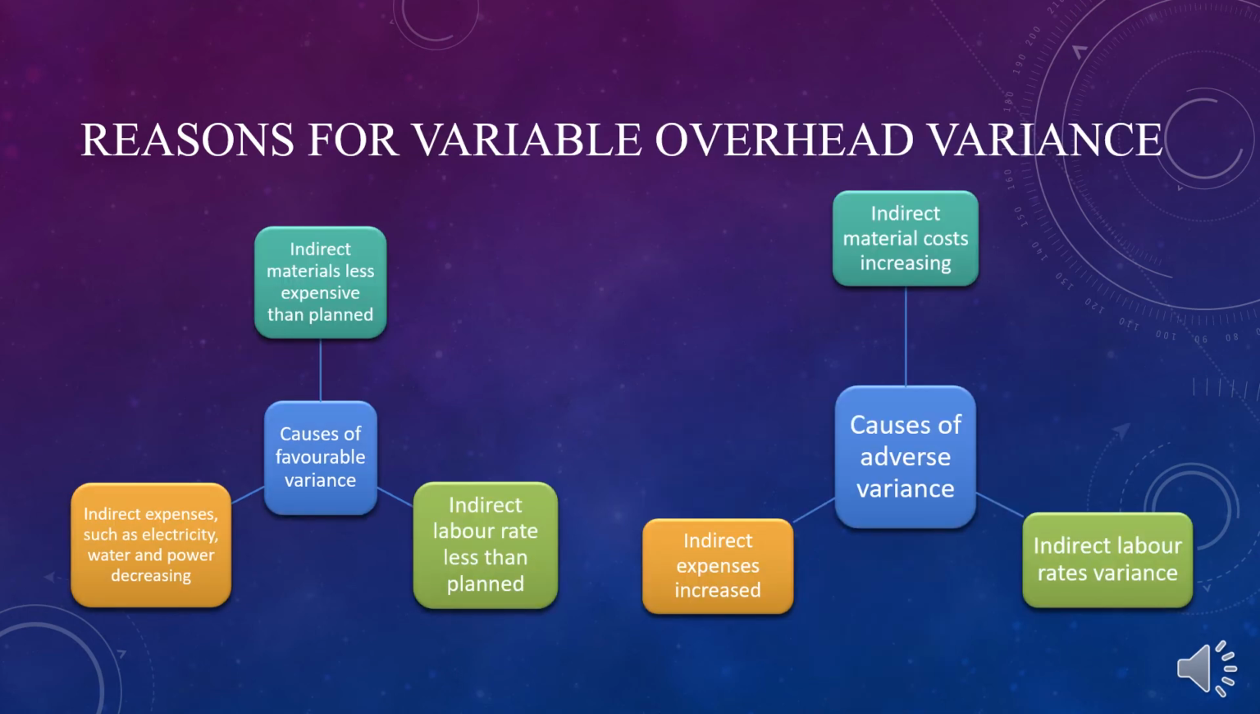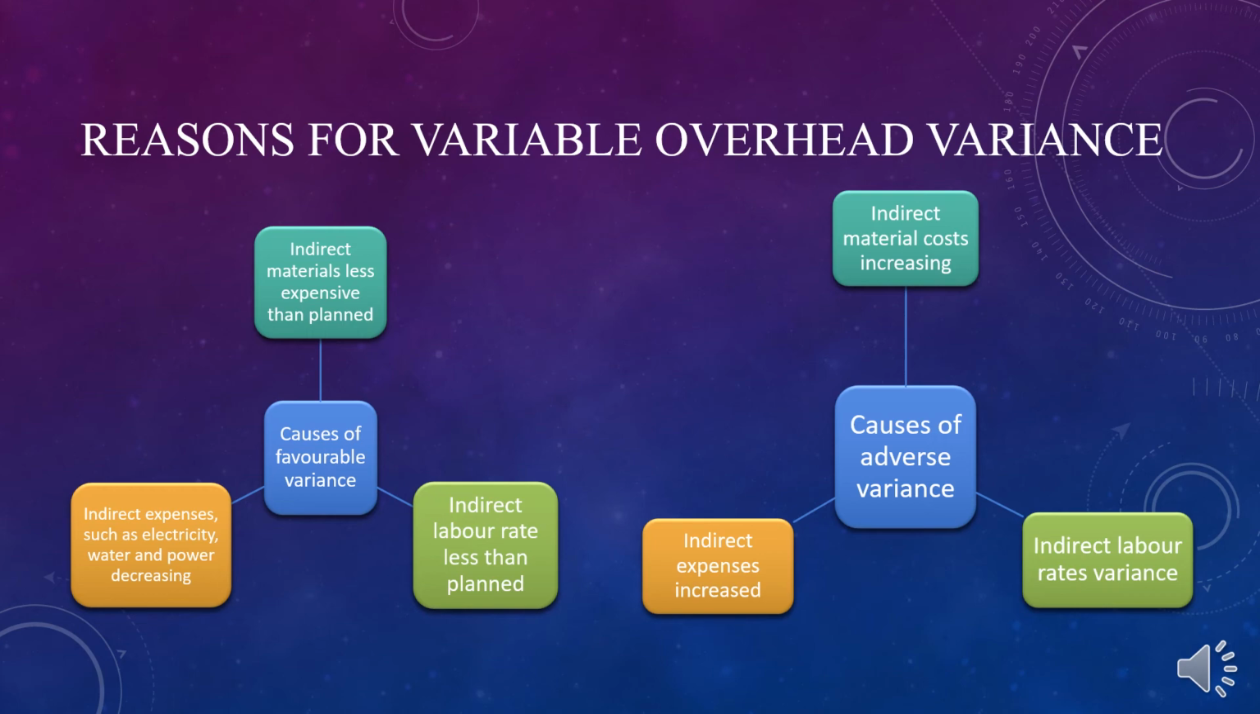The reasons for variable overhead variances could be identified as seen in the video. We will look at the causes of favorable variances, and the causes of adverse variances would be the opposite of favorable variance causes. Indirect materials being cheaper would create a favorable variance. Cheaper prices could be due to bulk buying.